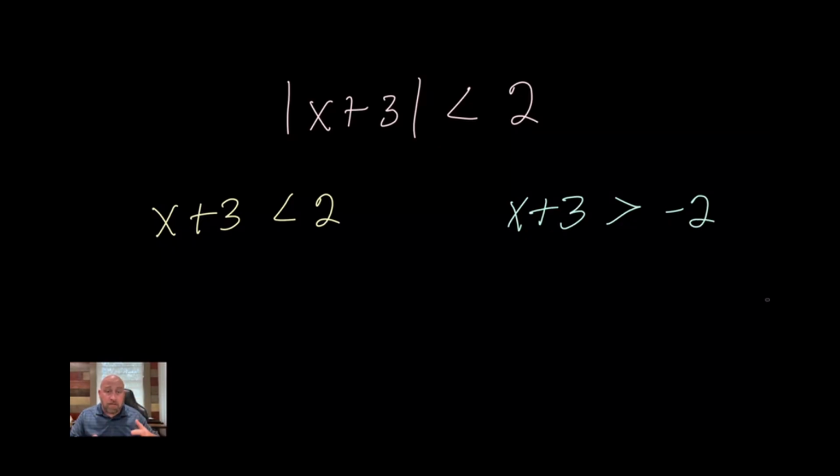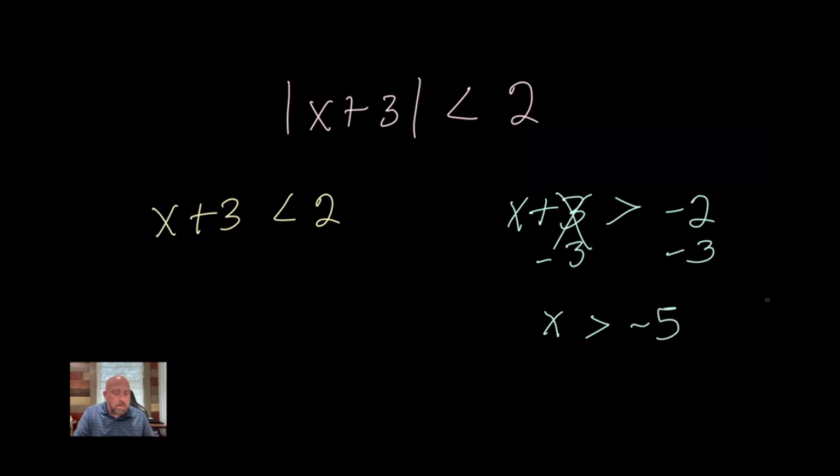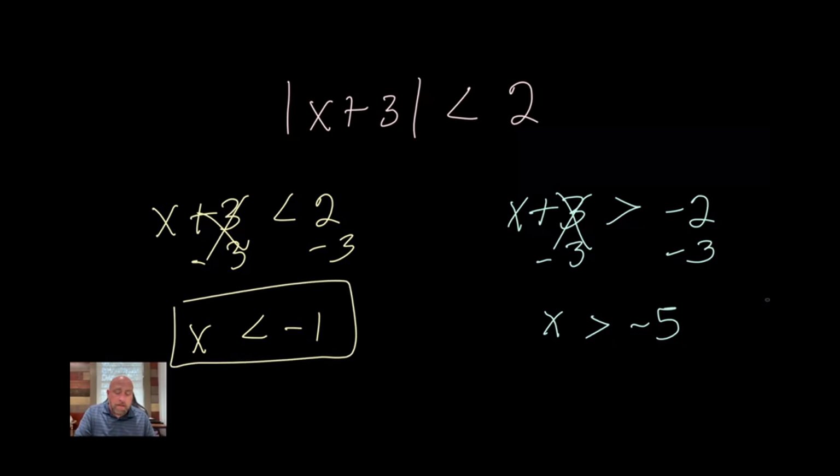Okay, then I would just solve those. I'll solve this one first since I'm already over here. Minus 3, cancel. X is greater than negative 5. Come over here to the other one, and I do the same thing. Subtract 3 from both sides. X is less than, and that's going to give me negative 1. So those are my two answers.